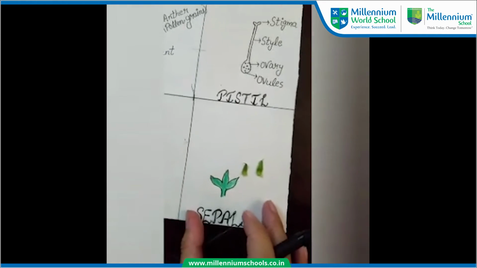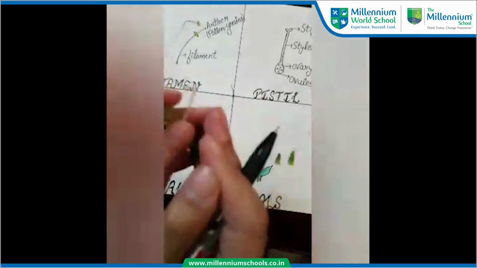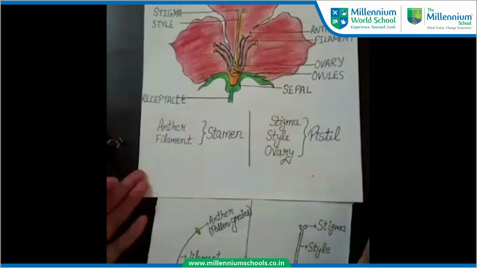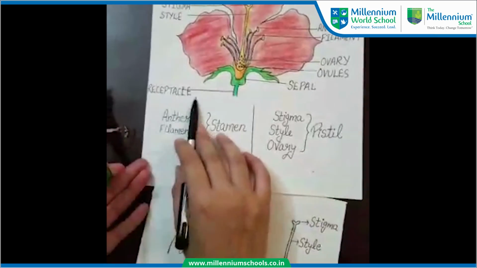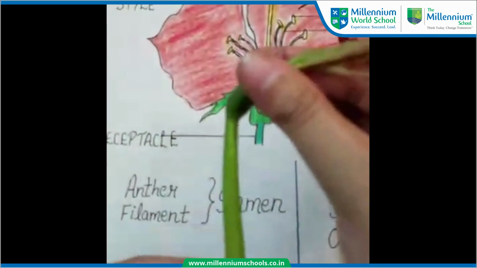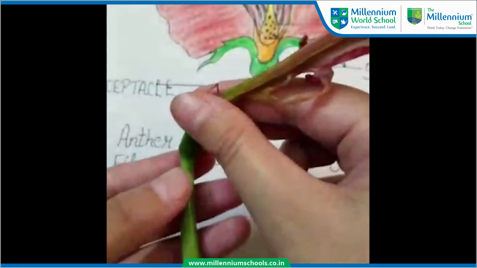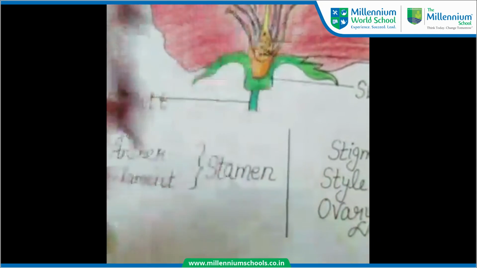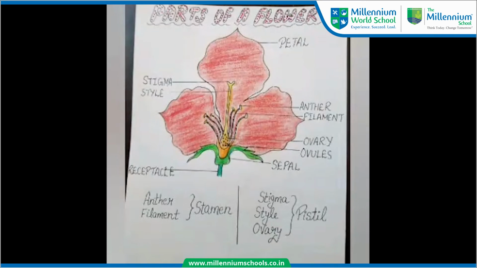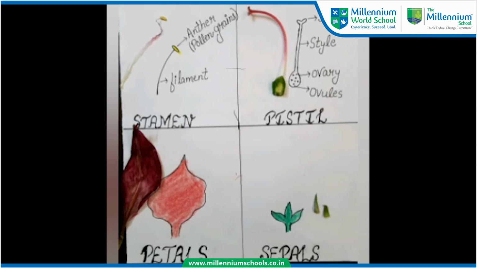Now these are sepals, and it protects the bud, and this is petal. Now come to the last part, this receptacle. This is the thickened part of the stem from which the flower grows, and here I'm attaching the pictures so that you can pause the video and see the labeling clearly.